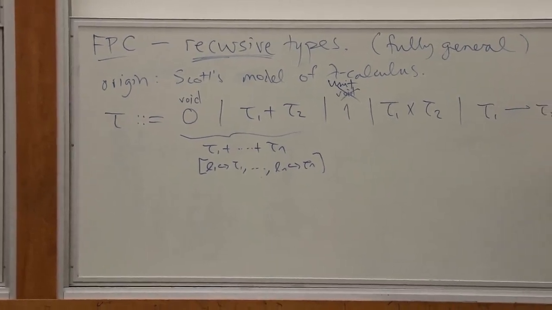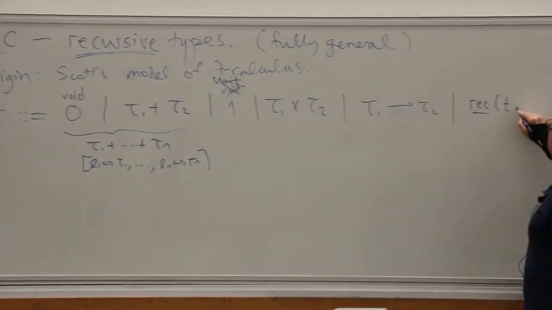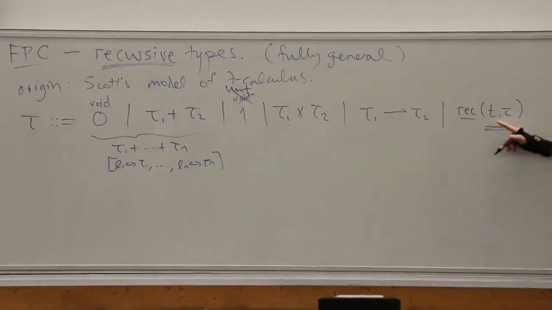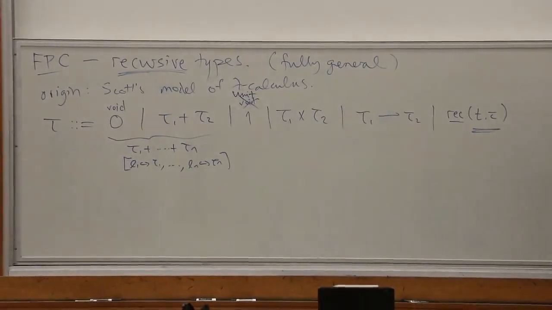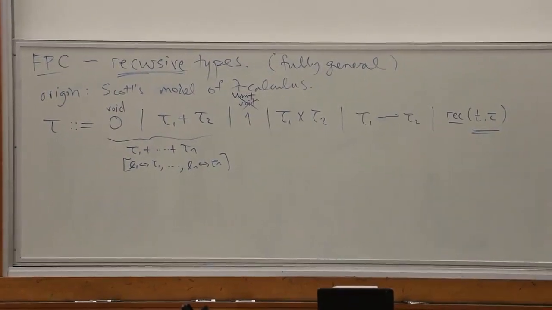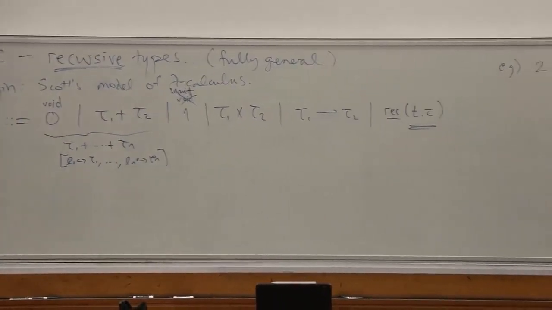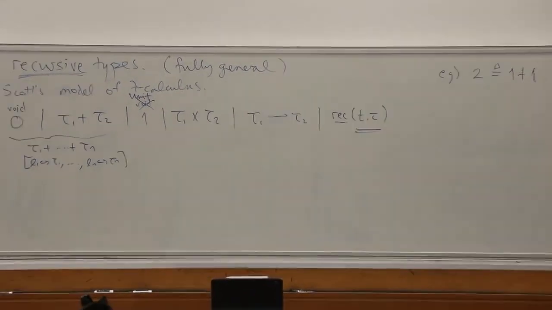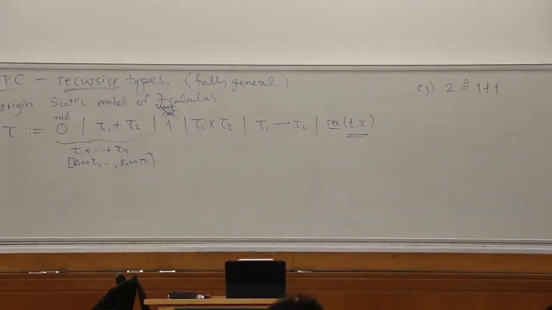And what else do I want in here? I think the only other thing I want now is rec t dot tau, the recursive type. And that's the critical thing because it binds a type variable in here. So I might as well start out with some examples. So I can define 2. This will be the thing you can brag about learning at the summer school. 2, I'll have you know, is 1 plus 1, because it's 2 copies of the unit type.